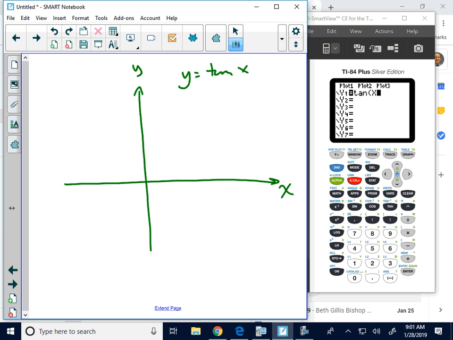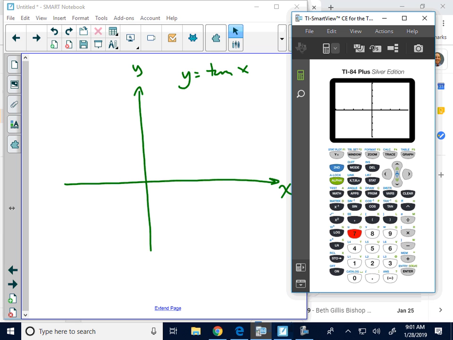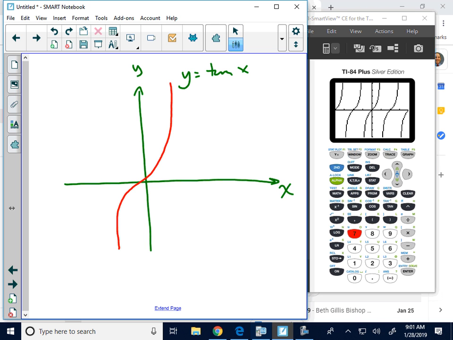And here's the picture. Zoom 7 is my trig window, and I get all of these little disconnected curvy things. The vertical asymptote here is not shown. The vertical asymptote is at that tick mark, and that first tick mark is going to be what? Pi over 2, right? So when you do this on paper, you should throw in a dashed line, and you should say x is pi over 2.